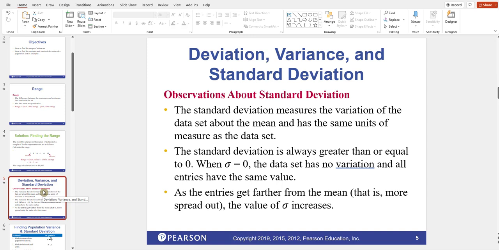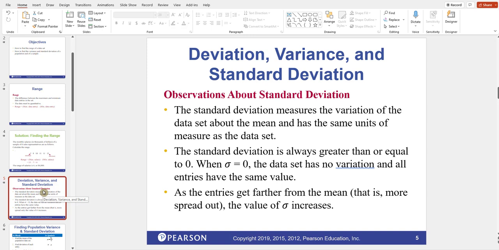Next, we're going to talk about standard deviation and variance. The standard deviation measures the variation of the data set about the mean and has the same units as the data set. The standard deviation is always greater than or equal to 0. When it's equal to 0, the data set has no variation and all the entries have the same value.